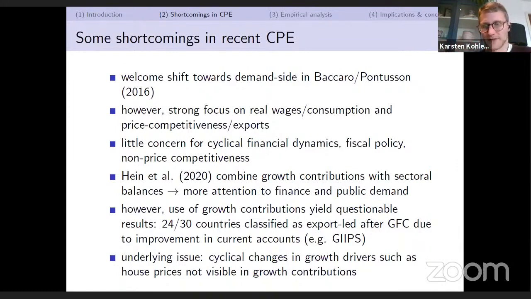And in our view, this illustrates some of the pitfalls of the use of growth contributions, because the growth contributions don't tell us much about what the underlying changes in growth drivers are that may have led to changes in the growth contributions. For instance, cyclical changes in house prices or some of the financial variables you don't see in the growth contributions, but they can lead to changes in the composition of aggregate demand. And that may sometimes give you the impression there was a change towards export-led growth, but it can be questionable whether that's a useful interpretation of the post-crisis period.